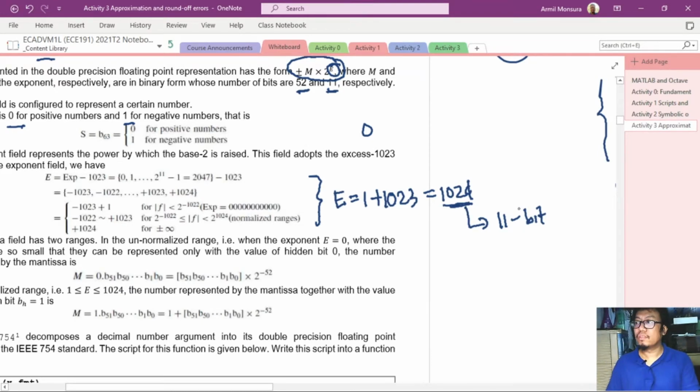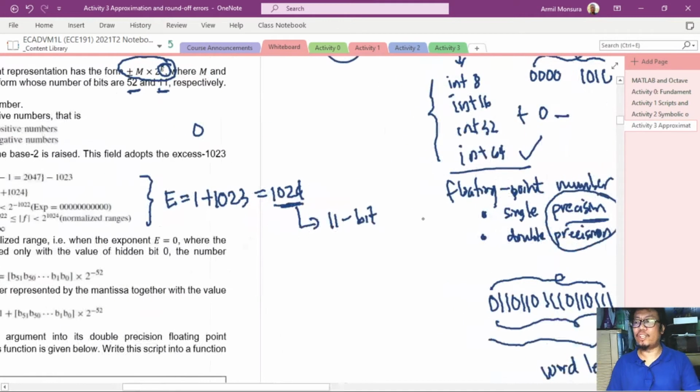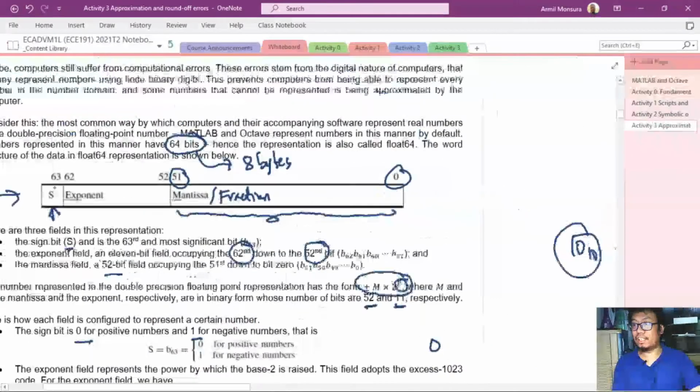So I have a calculator. It actually converts to 1 0 0 0 0 0 0 0 0 0 0, which is 11 bits. So that's the exponent in binary form, 11-bit binary form, and that would be the exponent that is written here.